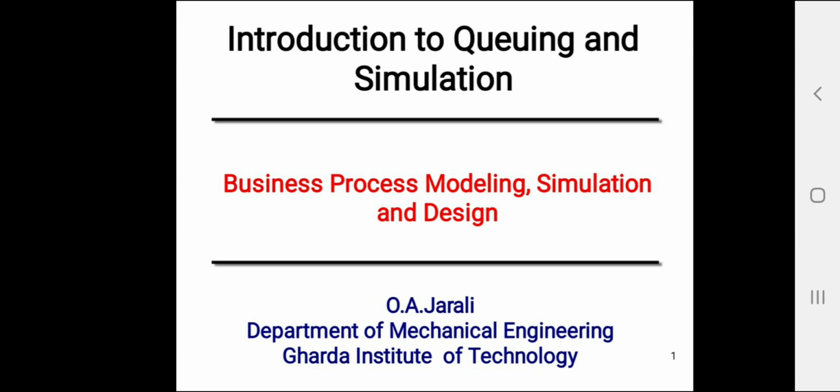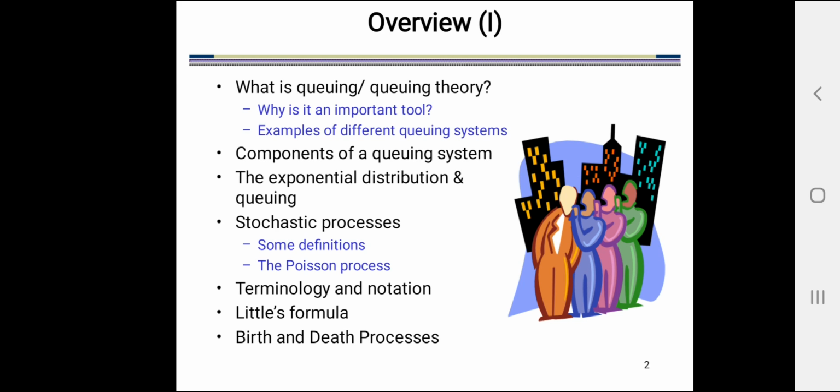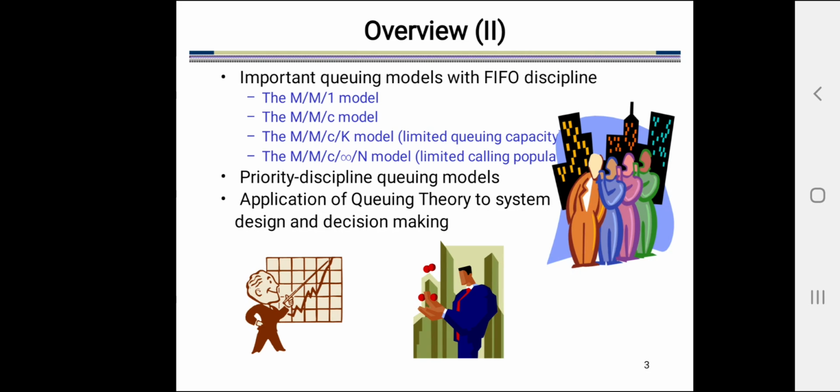Namaskar. Today we'll discuss queuing theory. Queuing theory is also called waiting line theory. In this lecture, we'll discuss what queuing theory or waiting line theory is, and why it is an important tool. We'll see some examples, then components of queuing systems, then exponential distribution and queuing system. Then we'll discuss the process, some terminologies, notations, Little's formula, and the birth and death process.